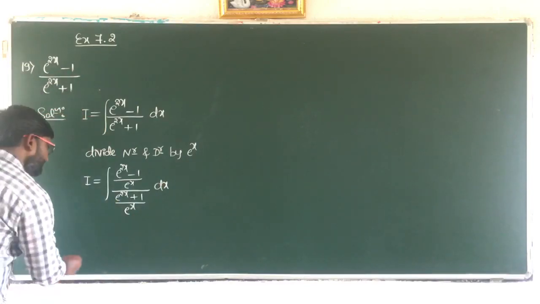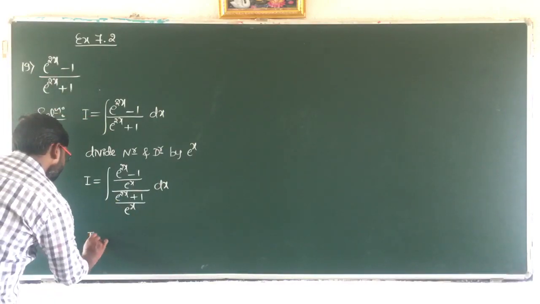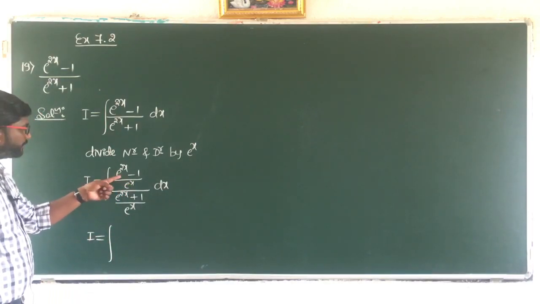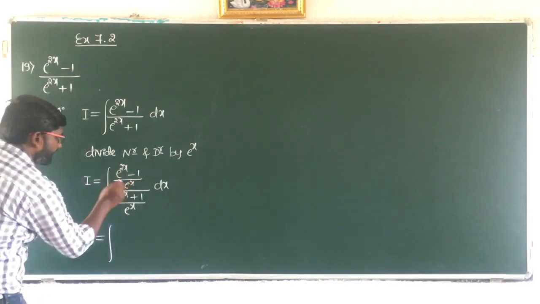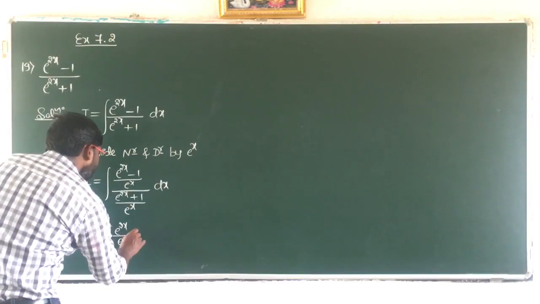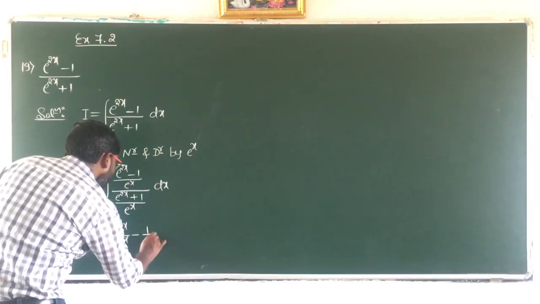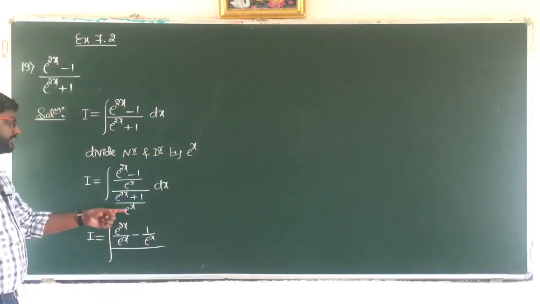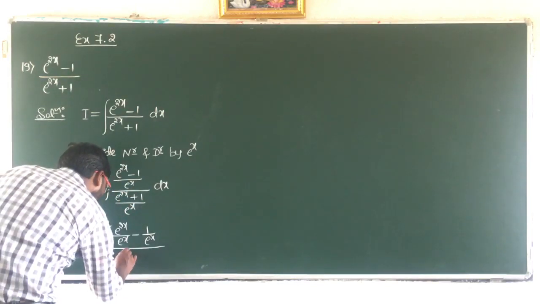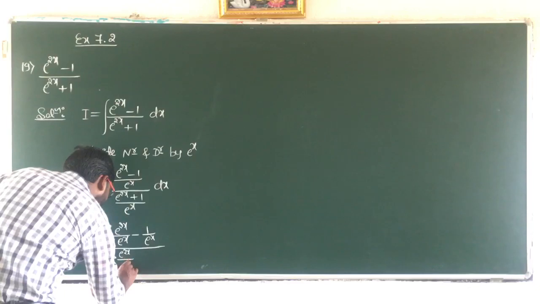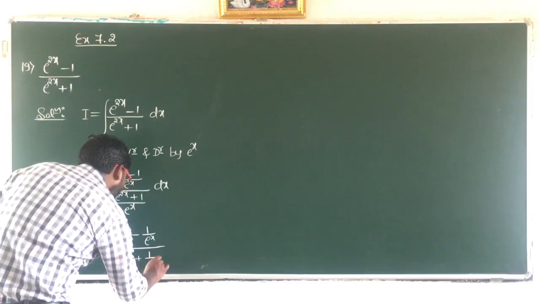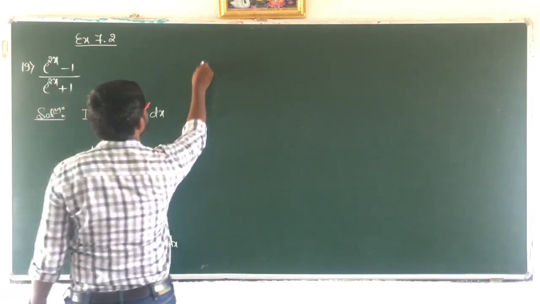So now see here I, which is equals to, so here we have to split the term. This e raised to x will be divided to both the terms. So e raised to 2x by e raised to x, then minus 1 divided by e raised to x, then whole divided by. So again e raised to x will be divided to the first term as well as to the second term. So e raised to 2x divided by e raised to x plus 1 divided by e raised to x dx.